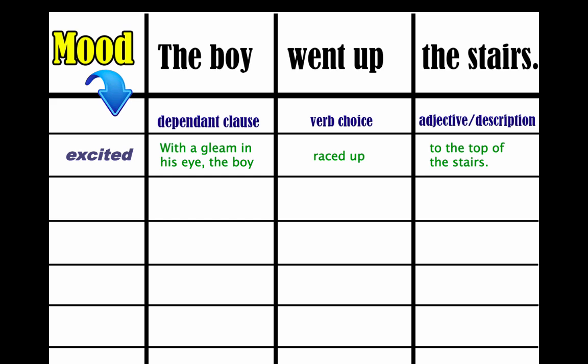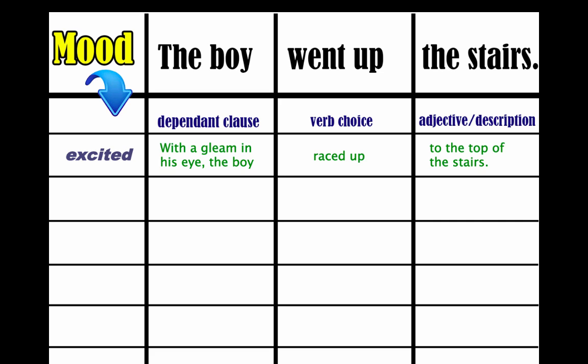So here I've put to the top of the stairs because that again conveys the mood throughout the sentence, because you're showing that they're racing up from one part of the stairs to the top of the stairs. And it just carries that mood of excitement through just a bit more. So let's go ahead and read this sentence together. With a gleam in his eye, the boy raced to the top of the stairs.